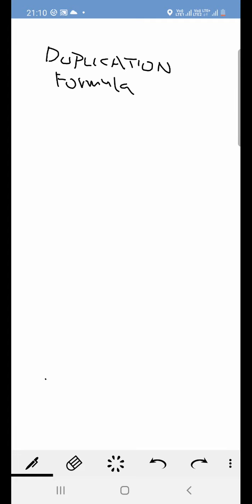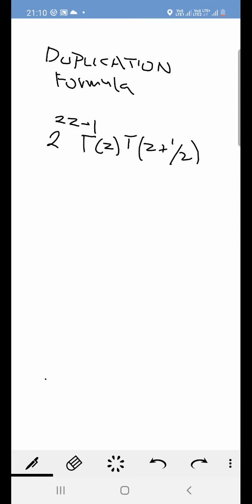So according to the duplication formula, 2 to the power 2z minus 1 gamma z gamma z plus 1 by 2 is equal to root pi gamma 2z, and this is the duplication formula. There is another, the reflection formula.